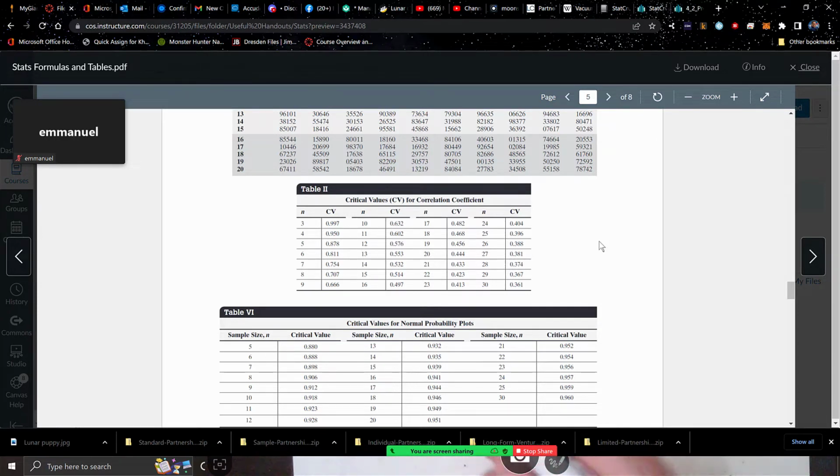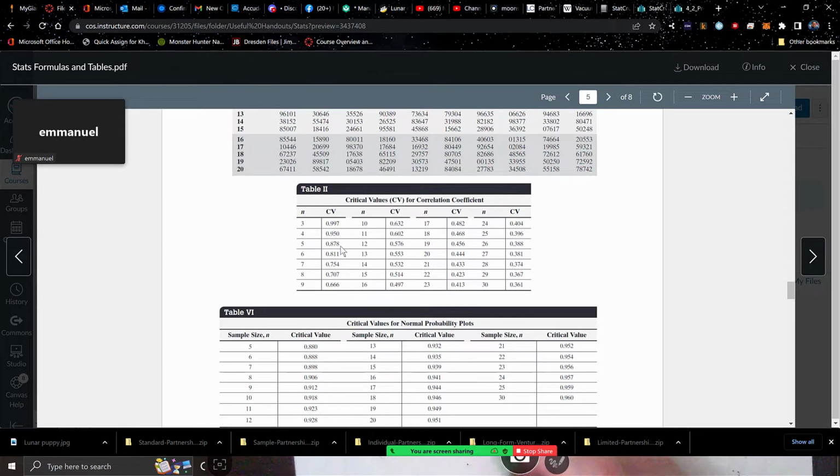And notice they use a CV on the table. It's a common abbreviation for critical values. We need to know what n was in our problem. How many dots did we have? And we can come over here and from this table, write down the critical value. So we had 5 dots. So n equals 5.